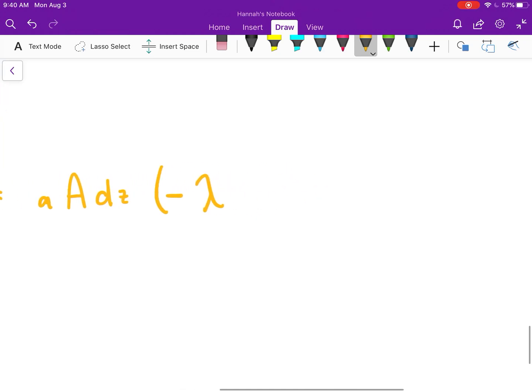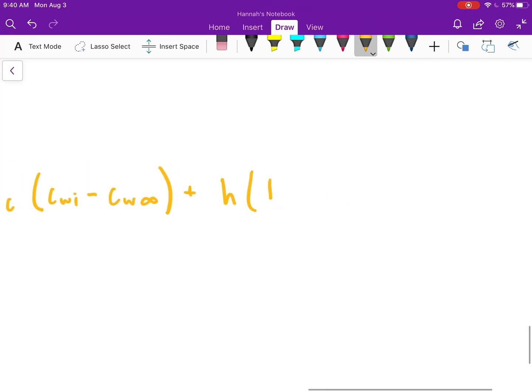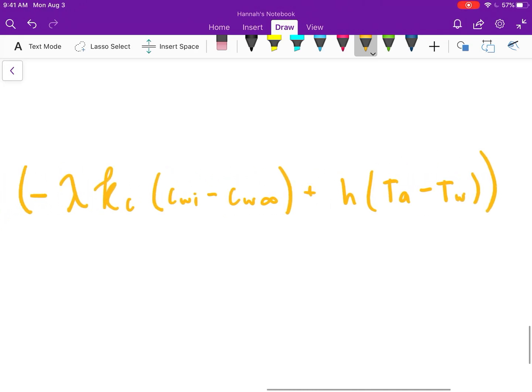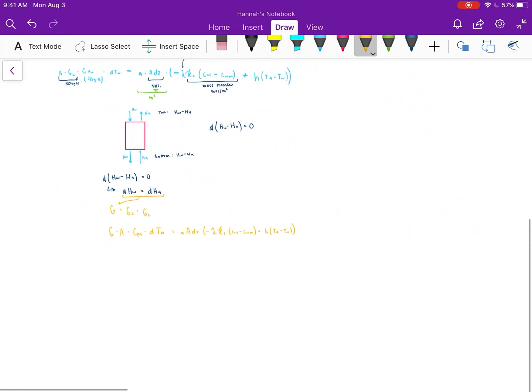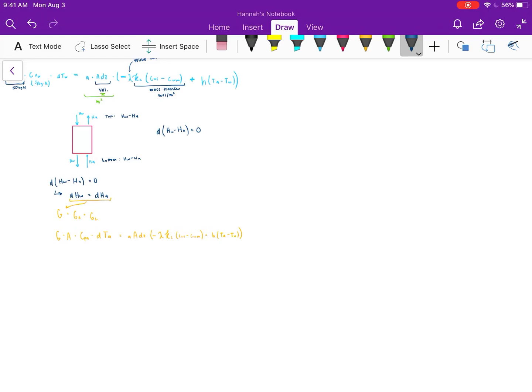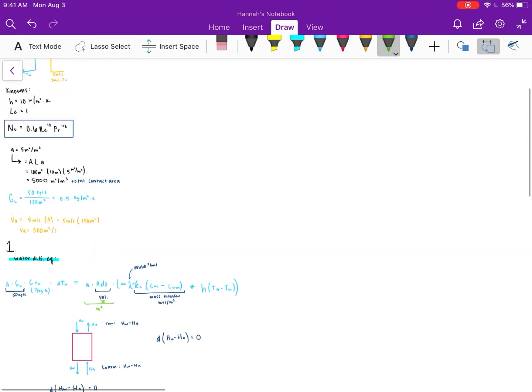Negative again because of that water cooling. Concentration difference, interface to bulk of the water, plus heat transfer coefficient, the change in temperature from the air to the water. All right, so now we've got our two big equations. I'm going to box those so I can find them at a later point, because this is getting kind of long.